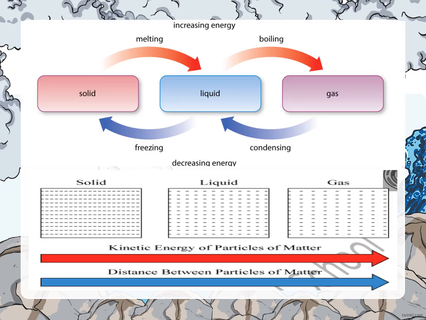Now, when a solid is changed into liquid, it's melting. Liquid to gas is boiling, gas to liquid is condensing, liquid to solid is freezing. And now, from solid to liquid, energy increases. From liquid to gas, energy increases, but the opposite changes involve a decrease in energy. So from solid to liquid to gas, the kinetic energy of the particles of matter and the distance between the particles of matter increase.